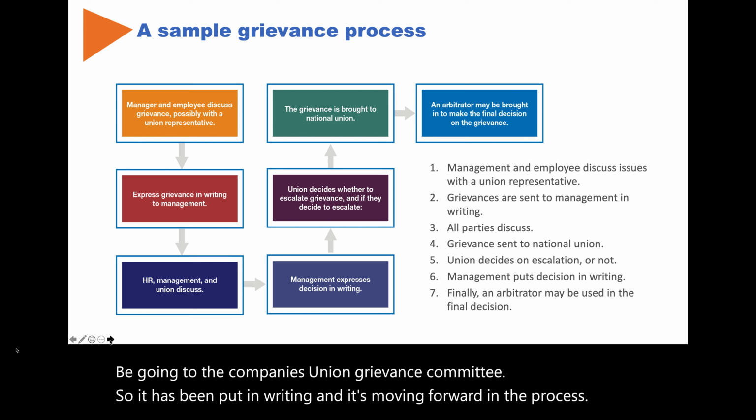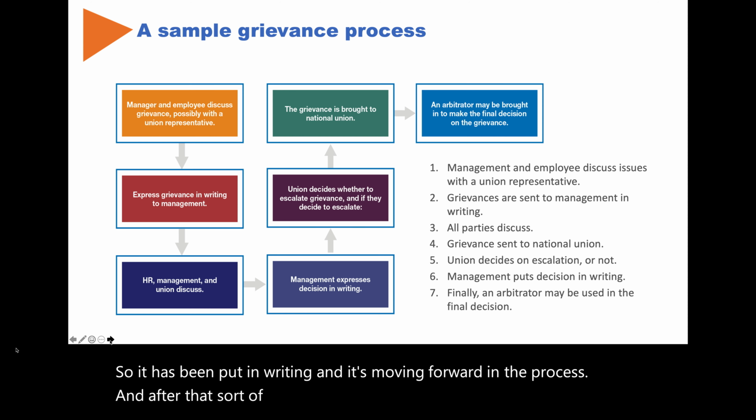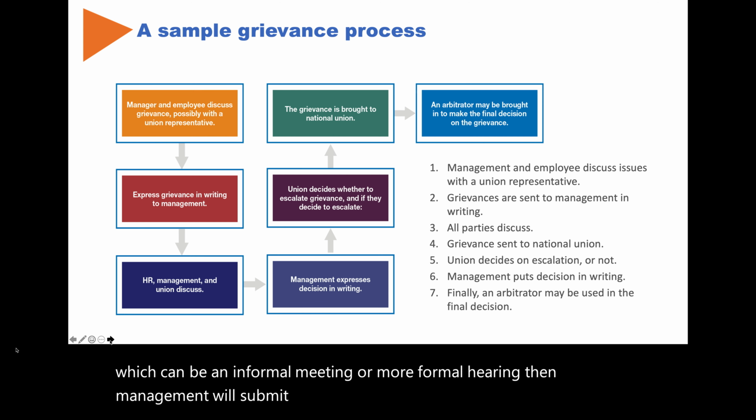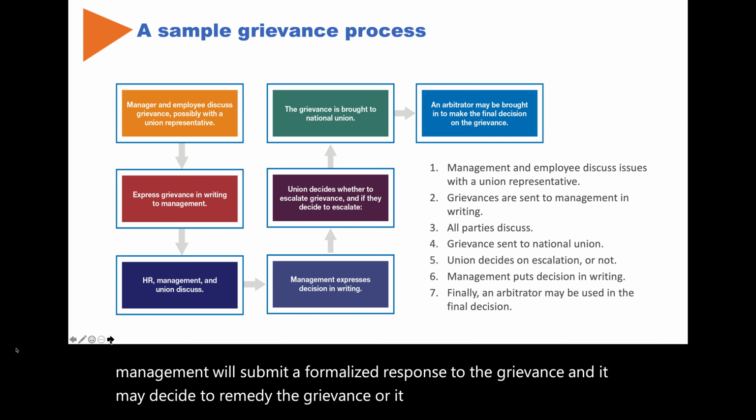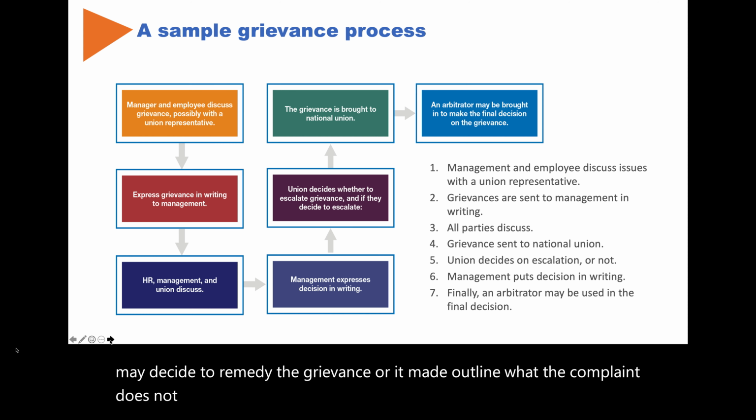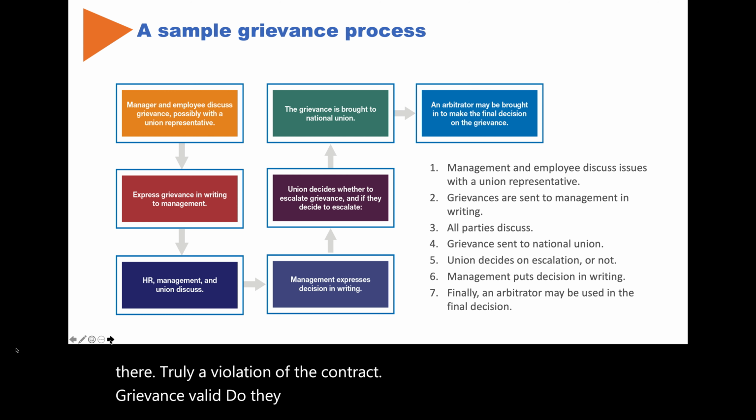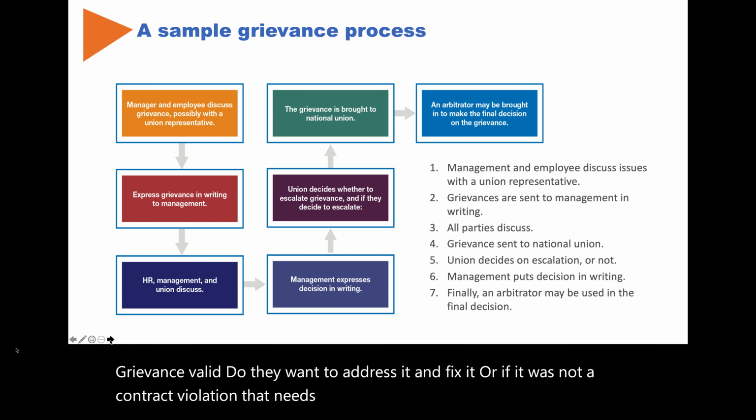And at that grievance committee, which can be an informal meeting or a more formal hearing, management will submit a formalized response to the grievance. It may decide to remedy the grievance, or it may outline what the complaint does not violate in a contract. So here they are trying to figure out, was there truly a violation of the contract? Is the grievance valid? Do they want to address it and fix it? Or if it was not a contract violation, that needs to be specified as well.